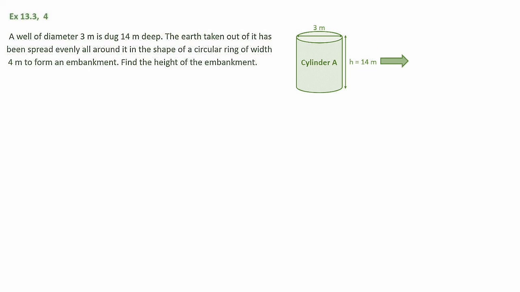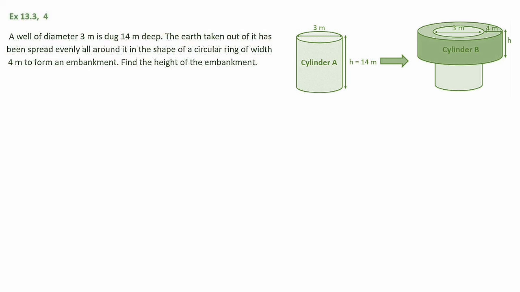Whatever earth we are getting, we are just spreading around the well to form an embankment. The embankment looks like this, meaning it is the shape of a circular ring. Circular ring in the sense you can see here, there is one circle inside and another circle outside. So in between these two circles only we are filling the mud. So this is called the circular ring shape, that we can take as cylinder B.